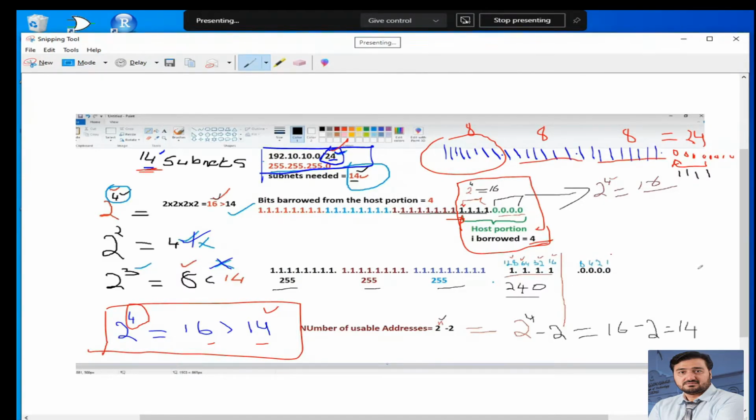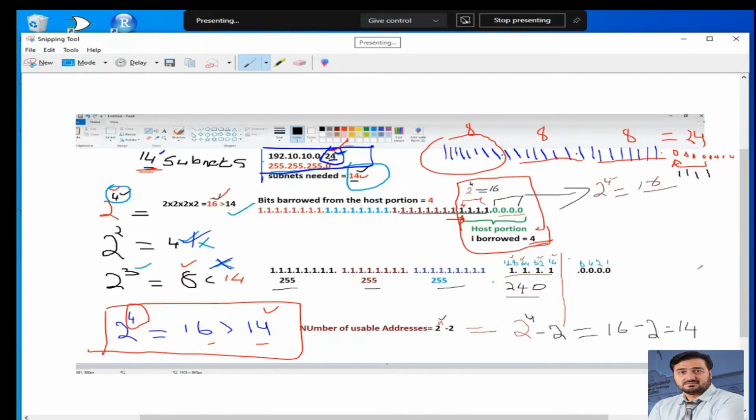What is the value? Here we have our scale: 1, 2, 4, 8, 16, 32, 64, and 128. If you need to find the number of subnets, here we already borrowed 4 bits. So we need to add these values: 128, 64, 32, and 16.